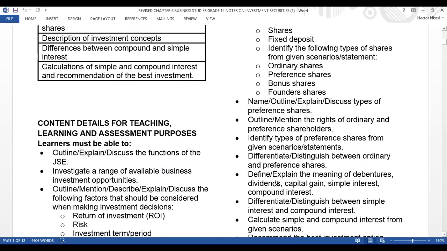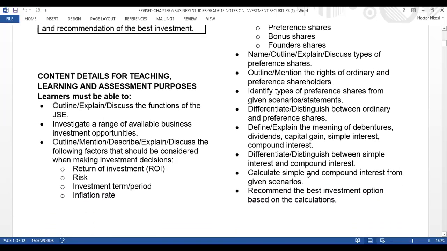You need to define or explain the meaning of debentures, dividends, capital gains, simple interest, and compound interest. There's so many. I know it looks tense right now, but I'm going to break this down for you guys. So you need to be able to distinguish between simple and compound interest, and calculate your simple and compound interest. Very important, guys, here you'll be needing your calculators, right? You must recommend the best investment option based on your calculation, basically, right?